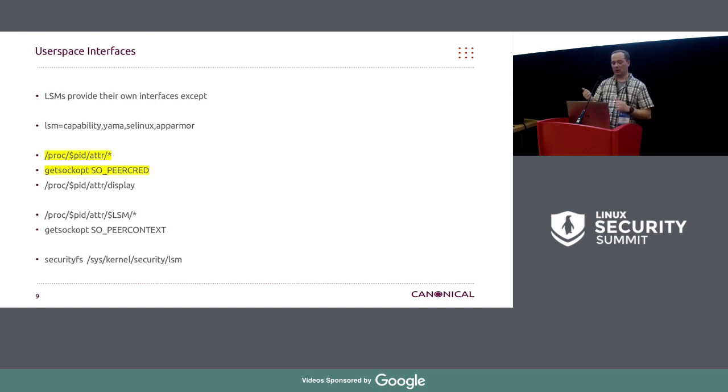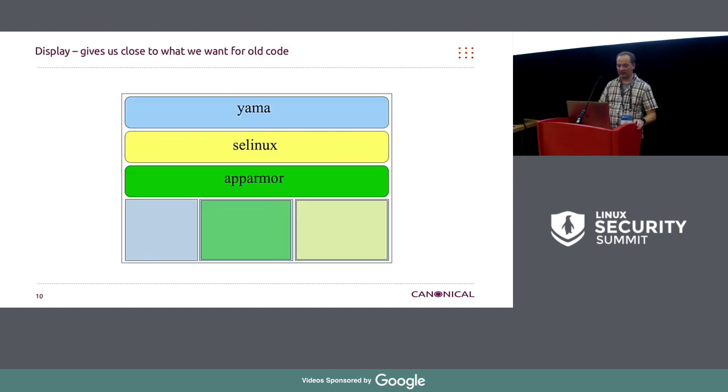This is actually a big problem. Casey's going to talk more about that. For his stacking work, he threw in this display LSM value that's part of the stacking, and then there are new interfaces as well. We're not really going to cover those; we're going to leave those to Casey. You can also, with the stacking, see what LSMs are in place and running on the system. But those yellow ones, we'll get back to them.